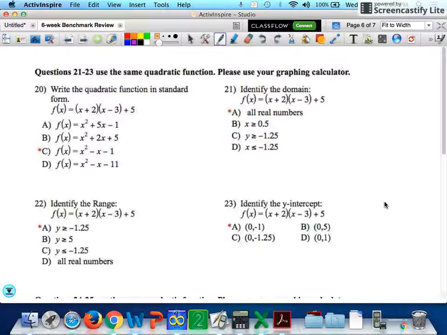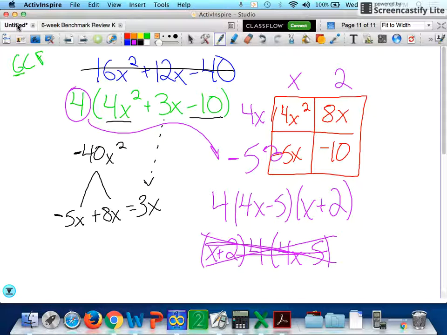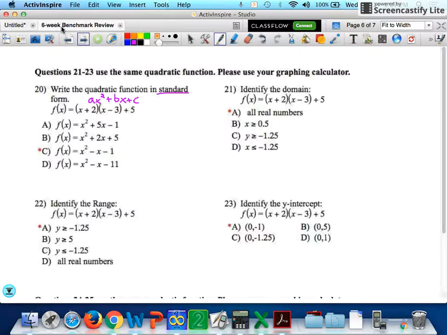On to number 20. Number 20 gives us something in factored form and wants us in standard form. Well, standard form is ax squared plus bx plus c. So this is a really fancy way of saying, hey, multiply and combine everything back together. Whoever had this trinomial, they factored it out. Now I want it back together, okay? To do that, I just have to multiply.